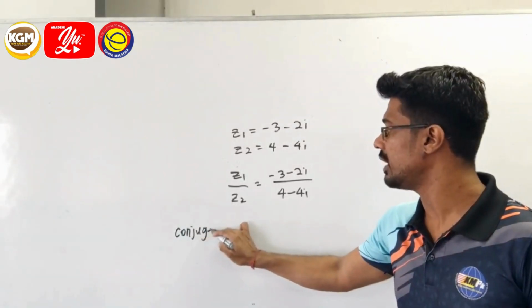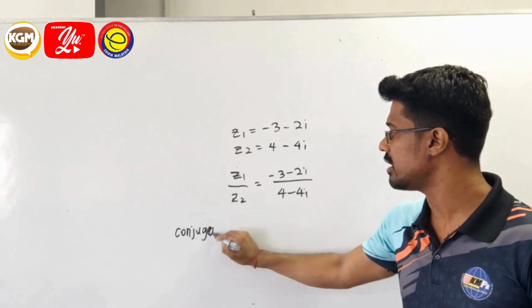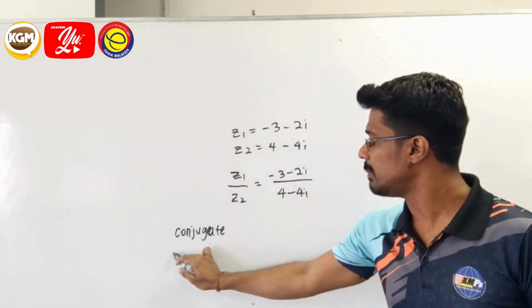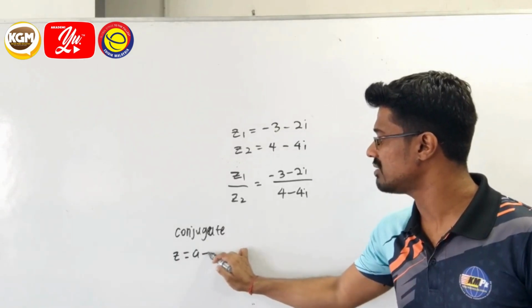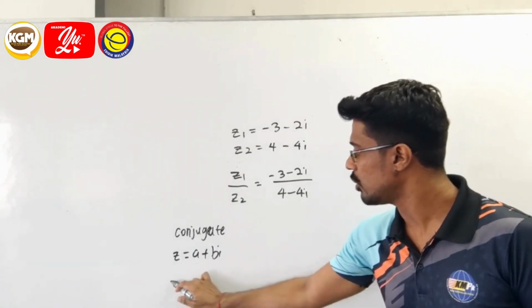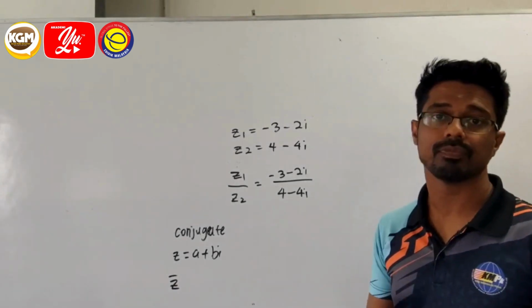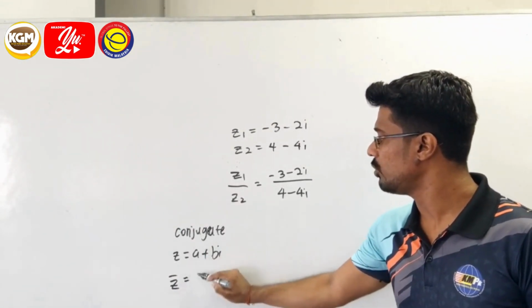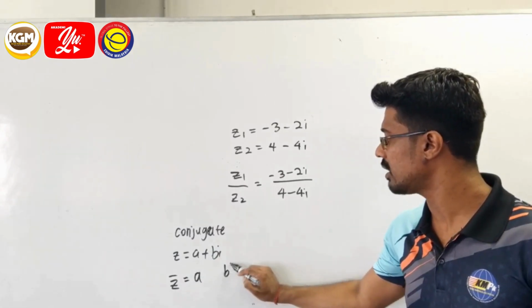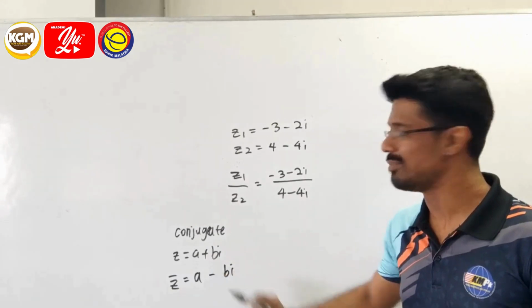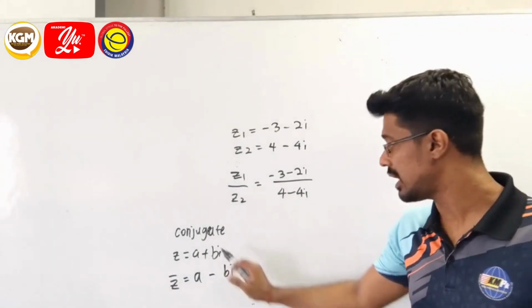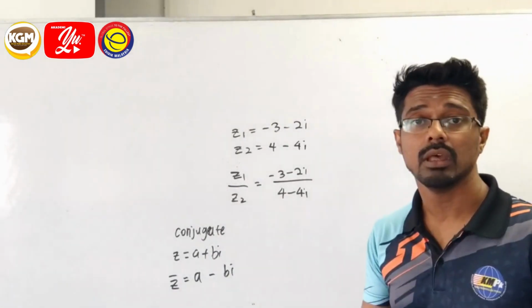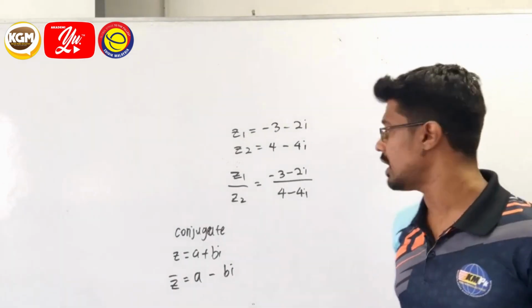You would have heard conjugate in school. So that means if you have any complex number, say a plus bi, the conjugate is written in this form, with a bar on top. All you have to do is copy your a, copy your bi, and just change the sign in the middle. So if plus, you put minus; if minus, plus.